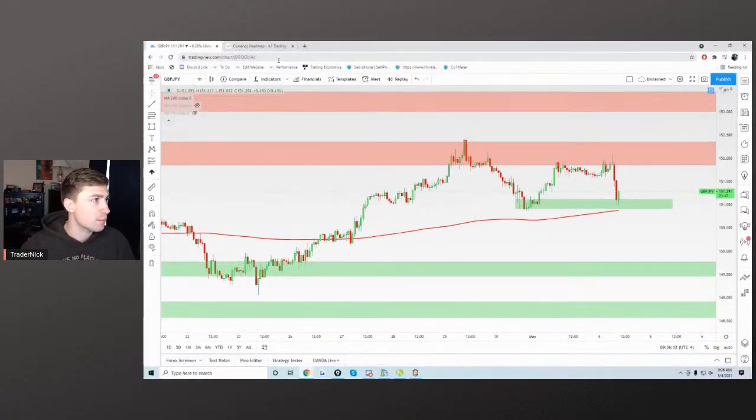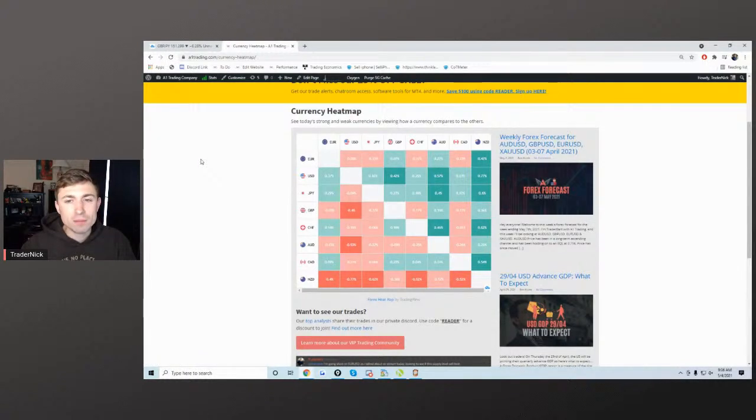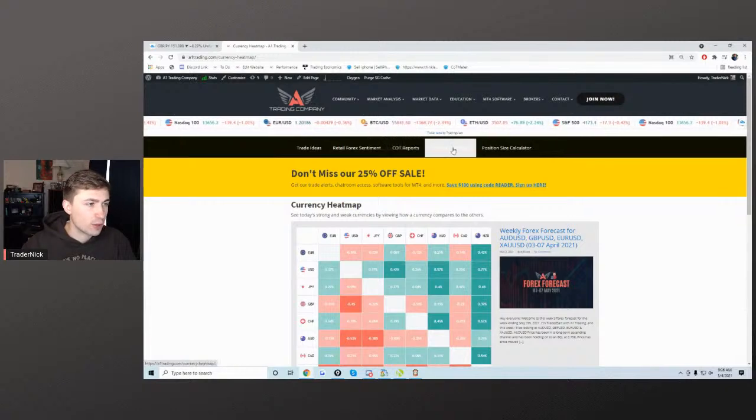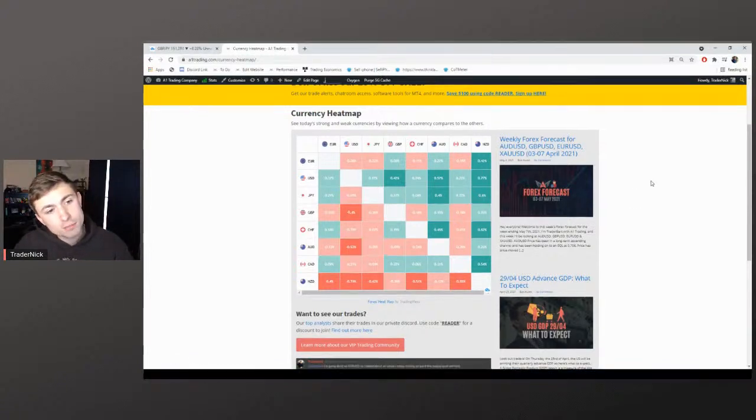Let's go back to the currency heat map and see what is going on. You guys can come to this anytime you want on the website. Just head up to this link here, a1trading.com, and navigate. You can go to Forex Retail Sentiment, COT reports, but I'm on the currency heat map right now. We have articles and stuff. You can see Bart put out something about his weekly forecast. Come to the site and check out the free content, especially if you're a reader.